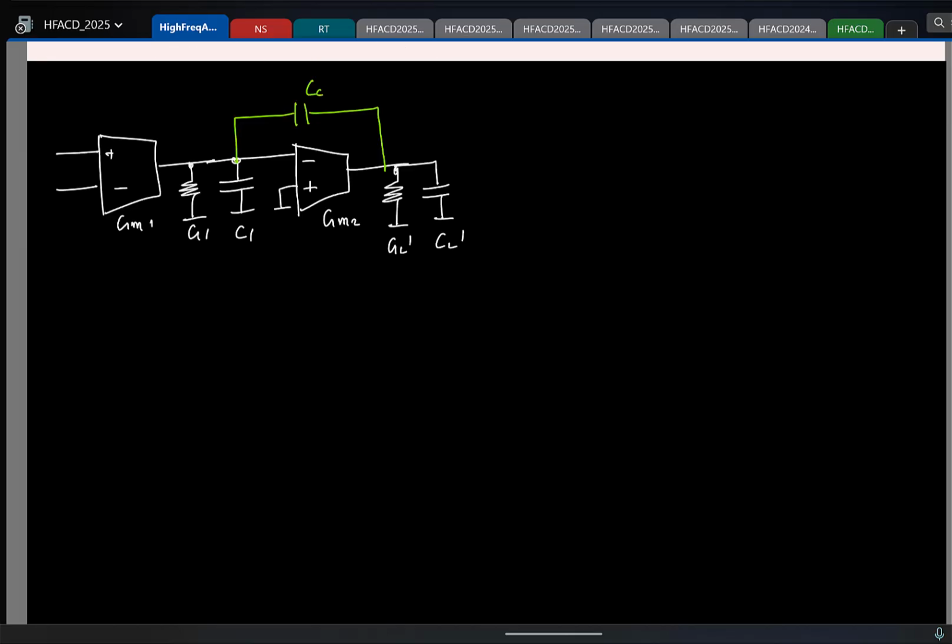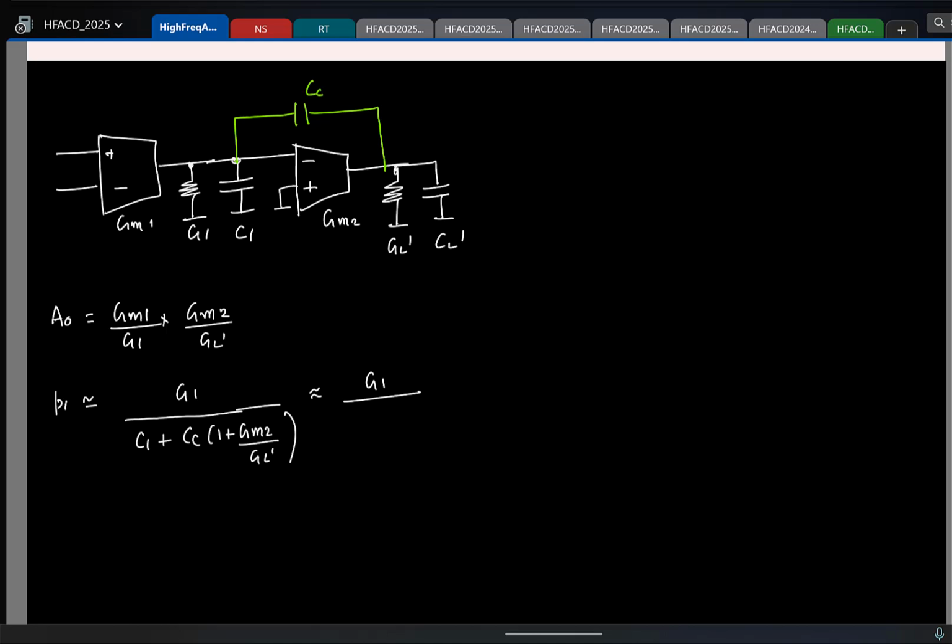Can you quickly tell me the things? What is the DC gain here? Just to jog your memory, it is GM1 by G1 times GM2 by GL prime. And tell me the low frequency pole approximately. First give me the exact result, then you can simplify it. What is the total capacitance? I have C1 plus CC into 1 plus the second stage DC gain, and the conductance is G1. So practically, in most cases, you can approximate this as G1 by CC into GM2 by GL prime.